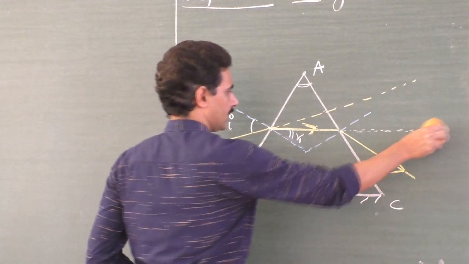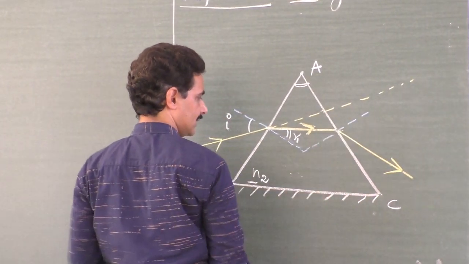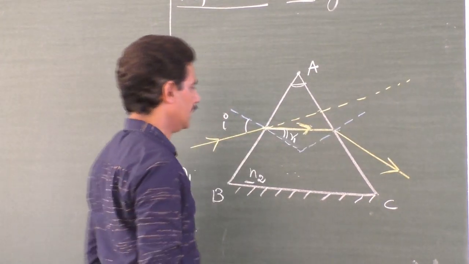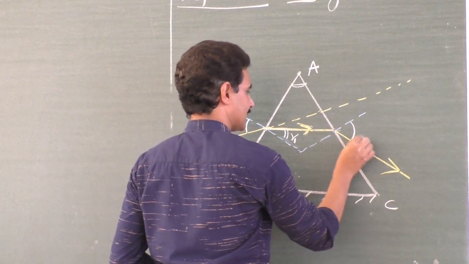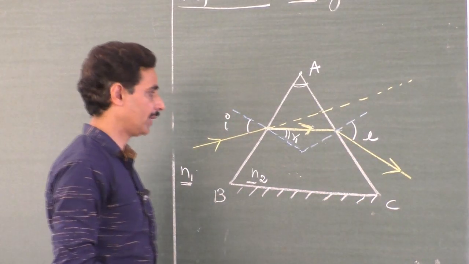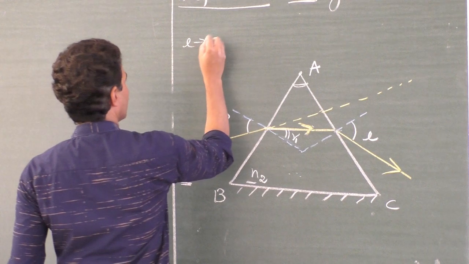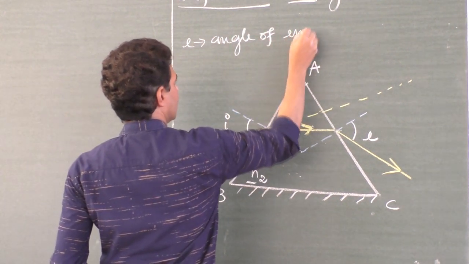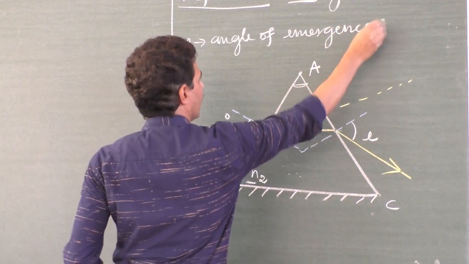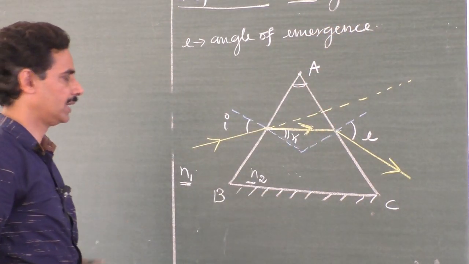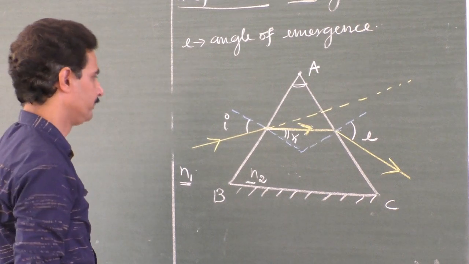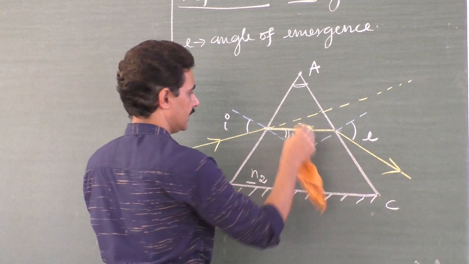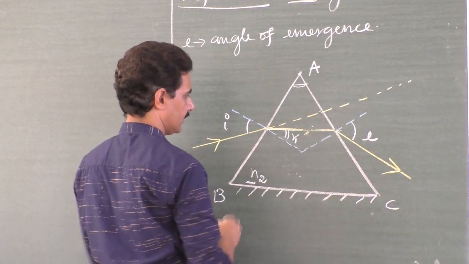Now this normal is not required for us, just to understand that it has bent away from the normal. From the original direction, it has bent away from the normal. Now I call this angle the angle of emergence. So E is the angle of emergence. We didn't use this symbol till now. It has come out with the emerging angle. Now, the ray has bent two times, once here and another time at the second surface.